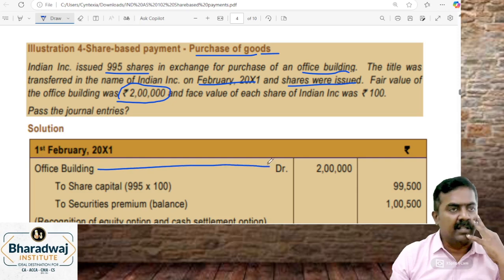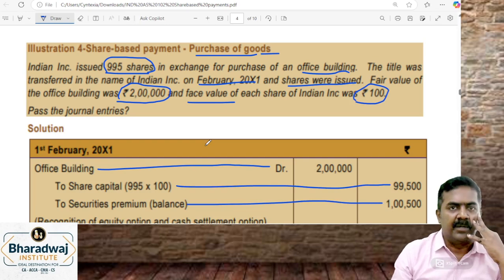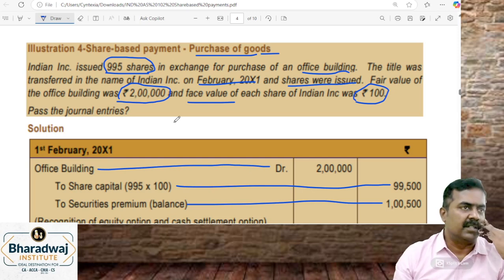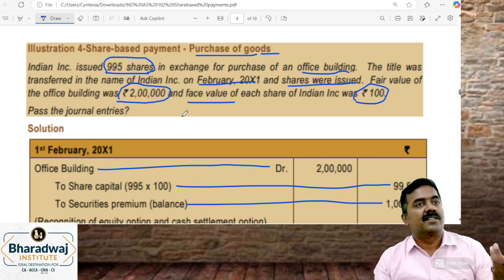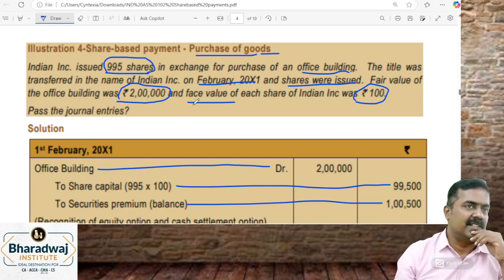Asset account debit, the fair value. To share capital will be 995 into the face value of the shares. What is the face value of shares? 100, so 99,500. Balance will go to which account? Securities premium. It is like purchase of assets and allotment of shares in the market. Even shares can be allotted for services. Fair value of the services will be taken as the fair value of the shares given.